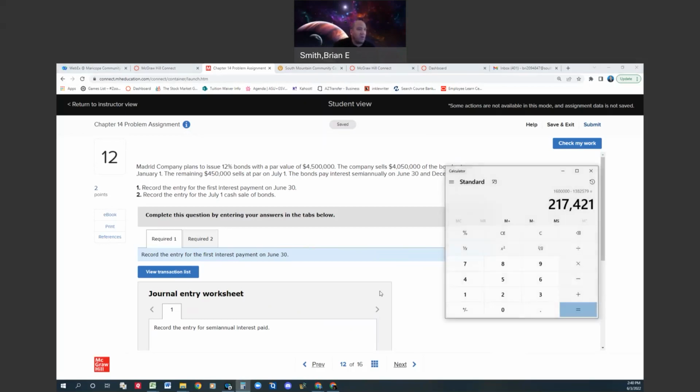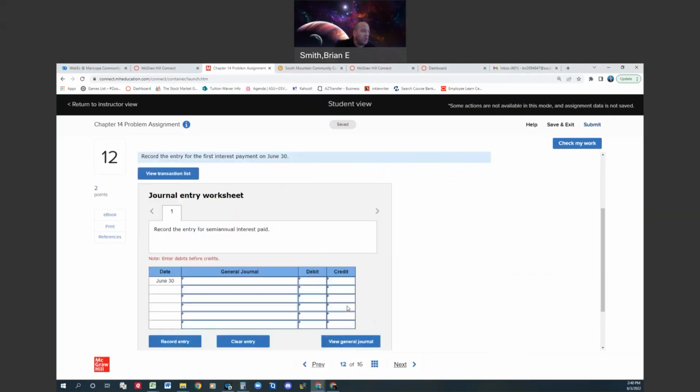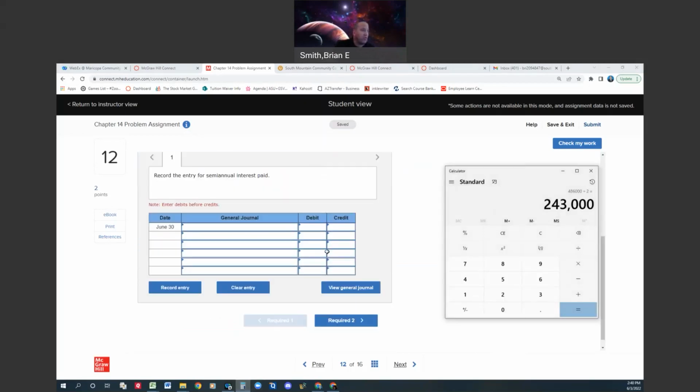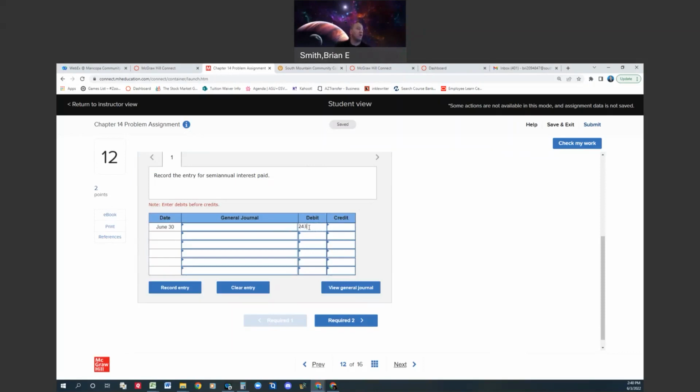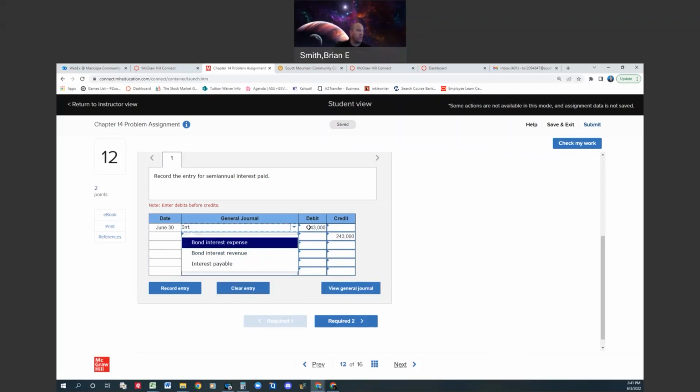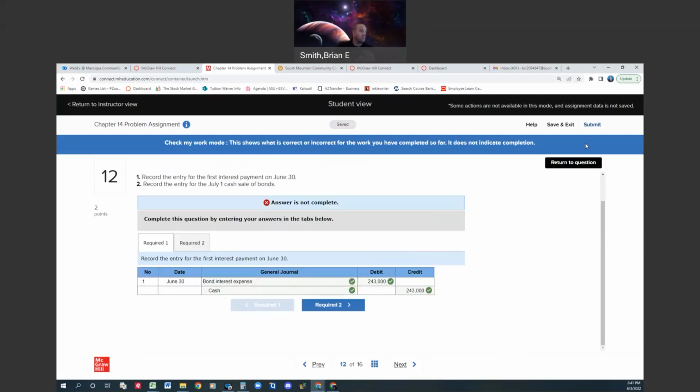Let me grab my calculator, and we're going to take 40/50, multiply that by 0.12. That's 12%. Remember to divide by 2 because it's semi-annual. So our first semi-annual interest payment is going to be $243,000. It's going to be a credit to cash and a debit to bond interest expense. Check our work. All right, so we are good to go.